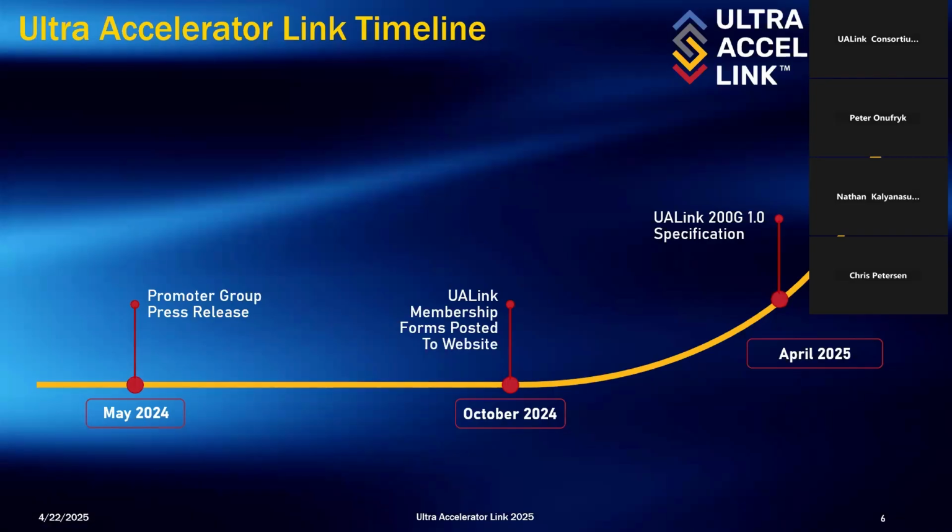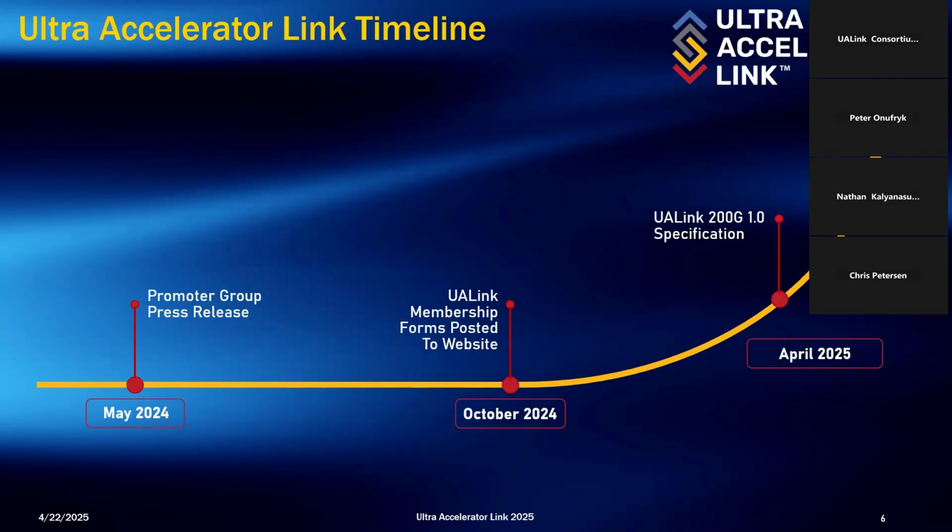Let's take a look at the UALink timeline. The promoter group that makes up the board companies was announced last May, so a little less than a year ago. In October, we opened up UALink to allow member companies to join. Finally, on April 8th of this year, we publicly released the UALink 200G 1.0 specification.